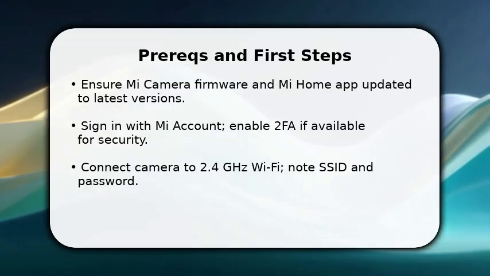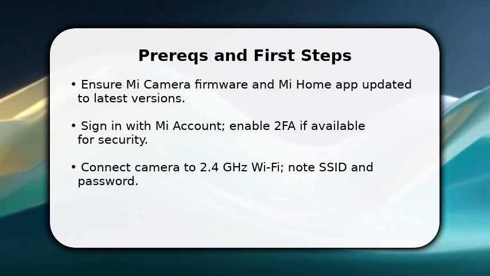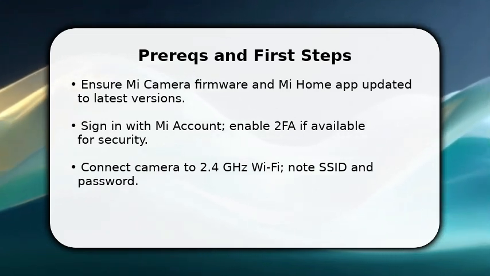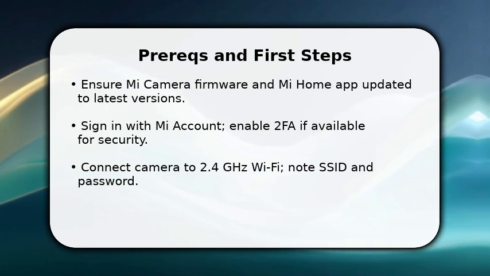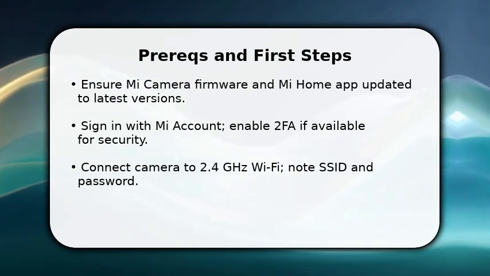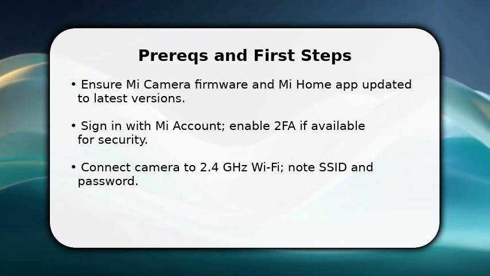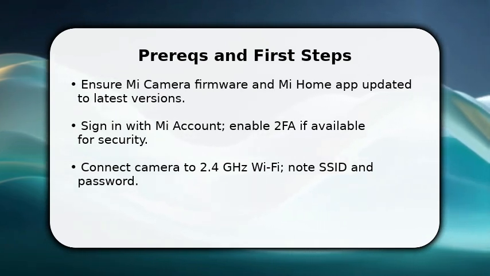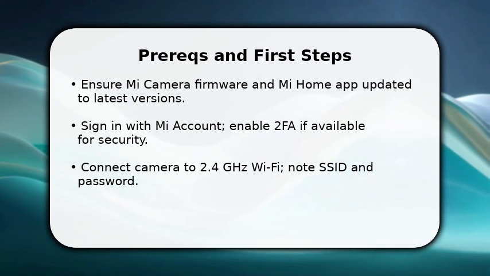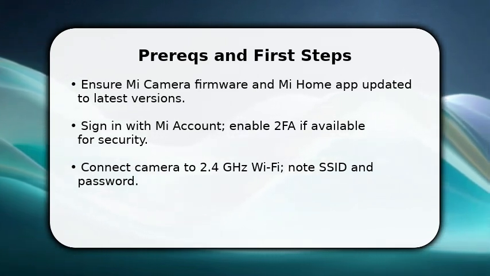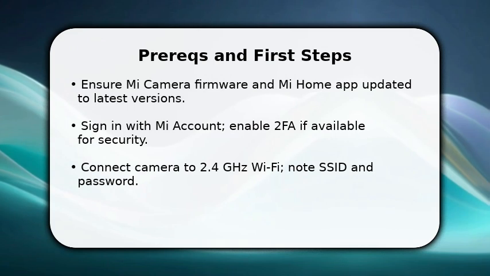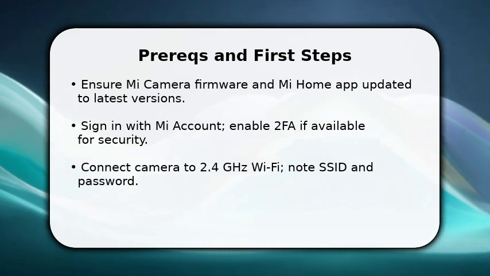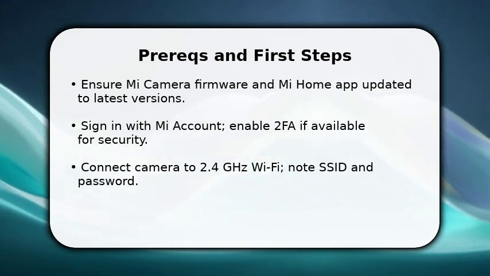You start by preparing essentials. Update the My Home app and camera firmware so features are available. Sign in to your My account because cloud storage links to that identity. Enable two-factor if you prefer extra protection. Once done, make sure the camera is on the same 4 GHz Wi-Fi network. My cameras rarely support 5 GHz, so connect and verify signal strength.